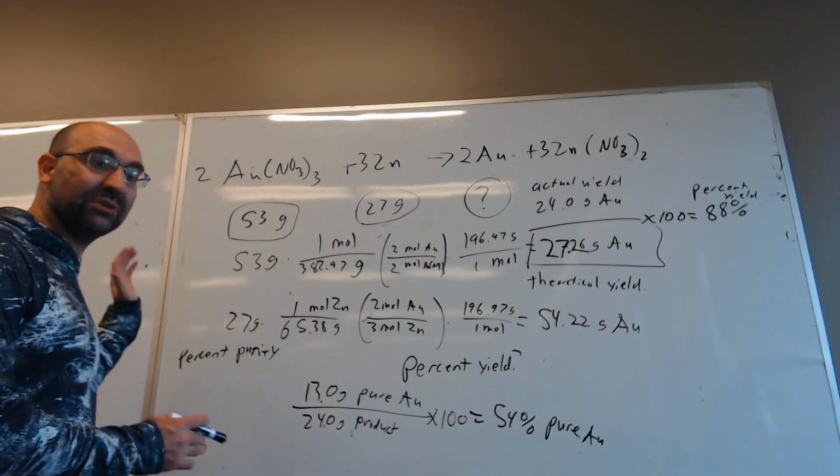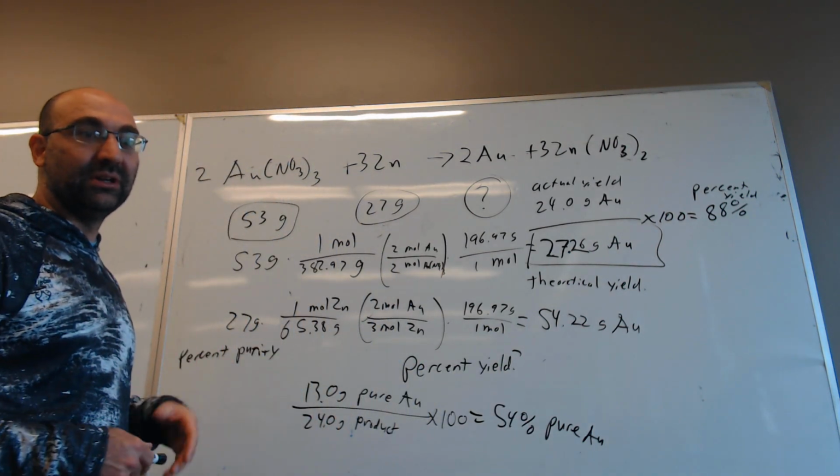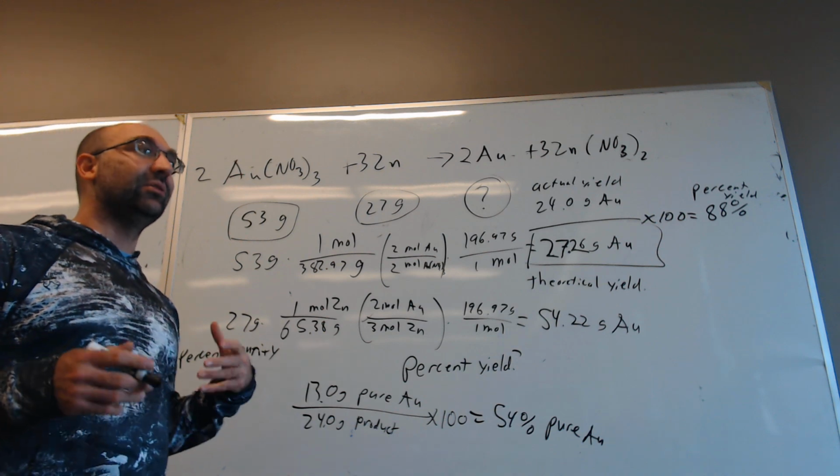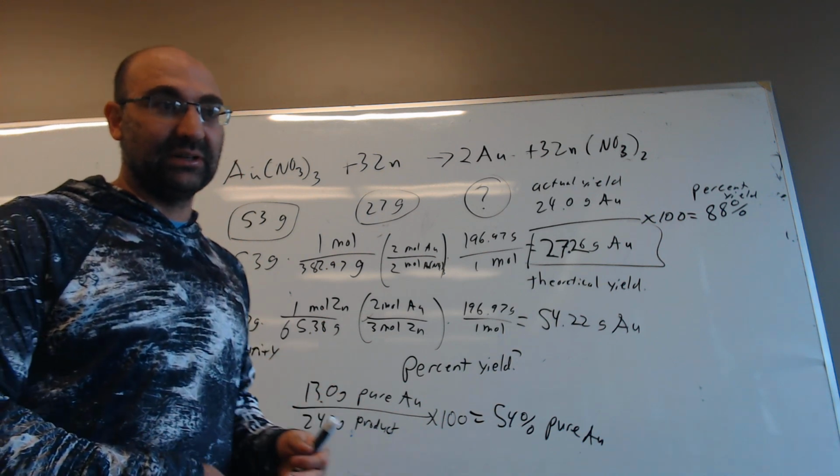Okay, so hopefully this question makes sense. This is how to take pure gold from gold nitrate and zinc, because the zinc will replace the gold.